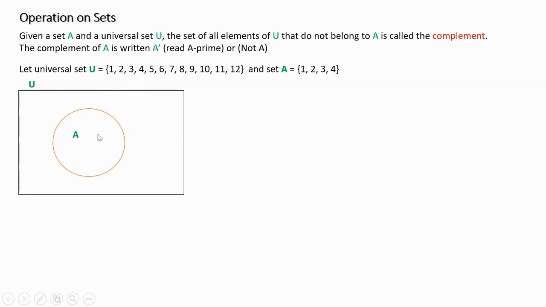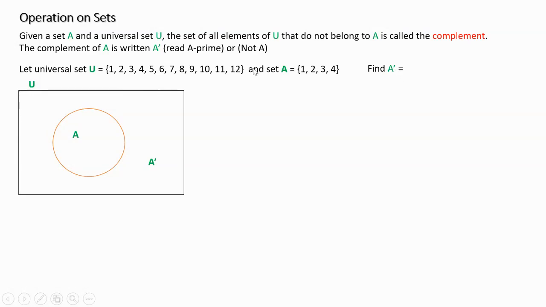So the complement of A is all the elements not in the set A, so it'll be out here outside the circle. Now, let me show you how it's done with the actual numbers. Find the complement of A.